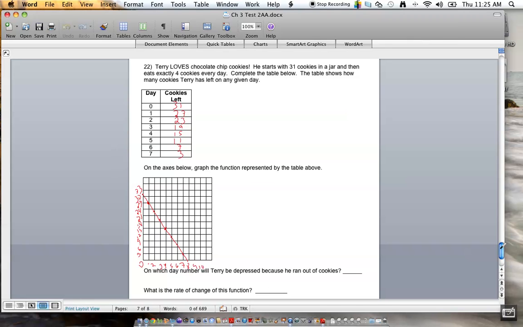You'll notice that I end up a little bit short of 8. And if you end up a little bit short of 8, that means there are no cookies. There's not enough cookies for you to have on the 8th day. Okay, on which day will he be depressed because he ran out of cookies? Day 8? Yes.